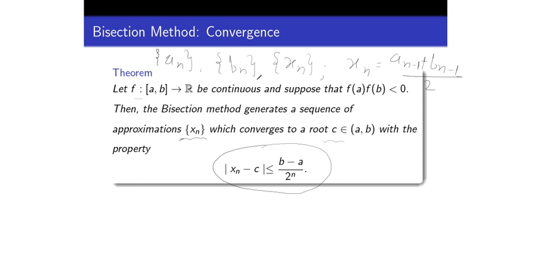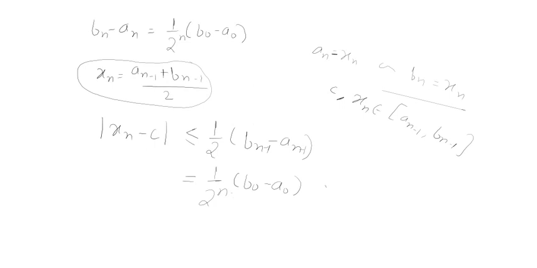So if you look at it more carefully, from the previous part of the lecture, b_n minus a_n, which is nothing but the length of the interval a_n to b_n, is 1 by 2 to the power n times (b_0 minus a_0). So these relations are very much true. And x_n is equal to (a_{n-1} + b_{n-1}) by 2.